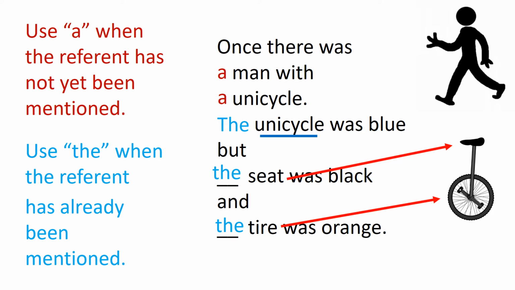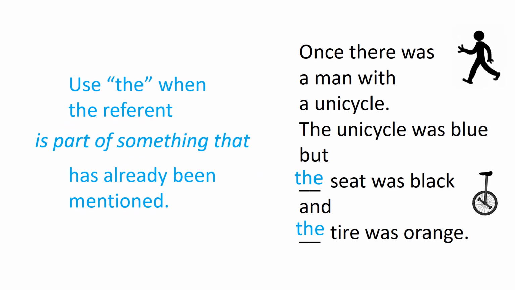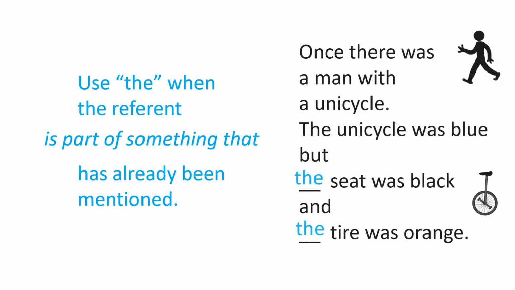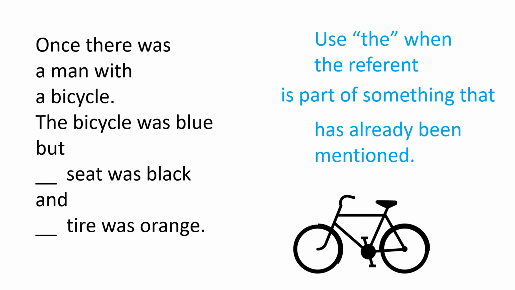Based on this hypothesis, we'll add a new rule to our list. Use "the" when the referent is part of something that has already been mentioned. To test this rule, we'll next consider another set of sentences, but one that is very similar to the last pair. The only difference is that we have exchanged the unicycle for a bicycle.